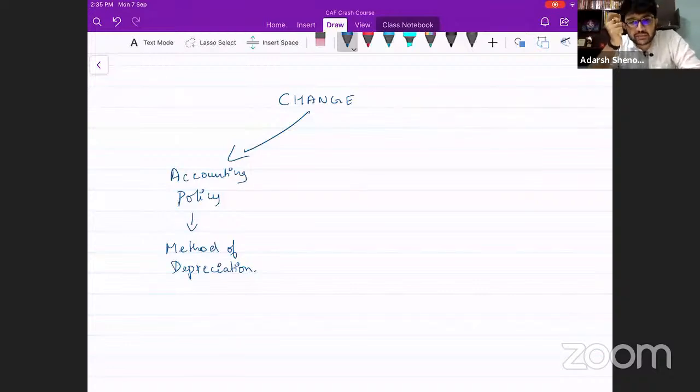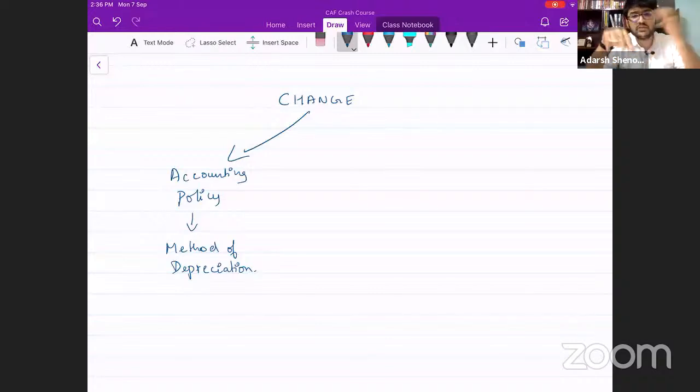You make some estimates at the beginning. Yes or no? What are the estimates you make? Think of the SLM method and tell me, what are the estimates you make? You make estimates with relation to the useful life of the asset. What other estimate do you make? A scrap value also you estimate. It is estimated scrap value. You don't know how much is the scrap value after the useful life.